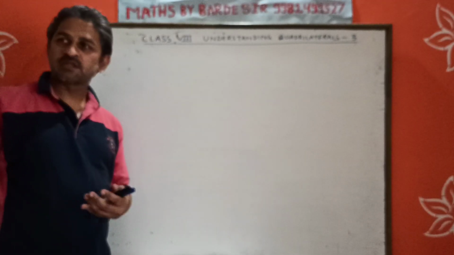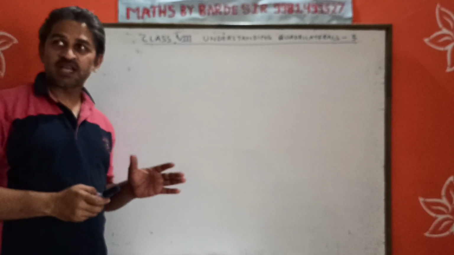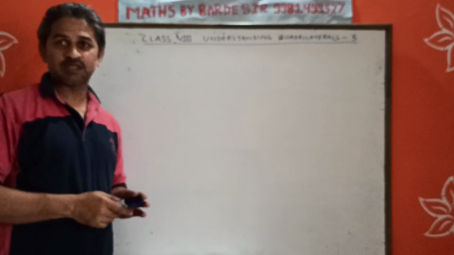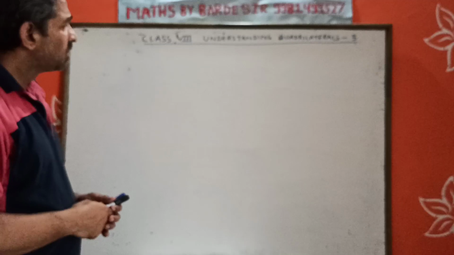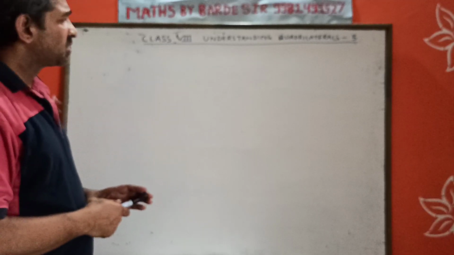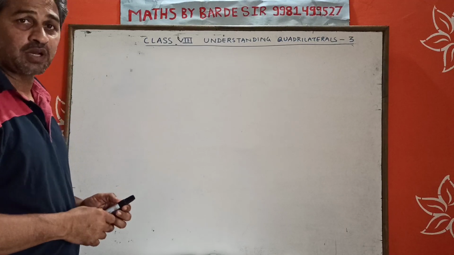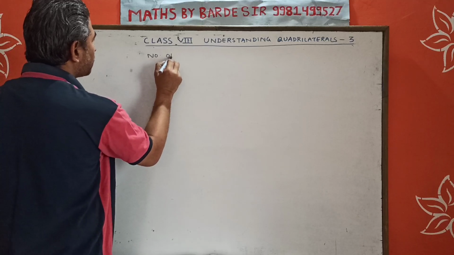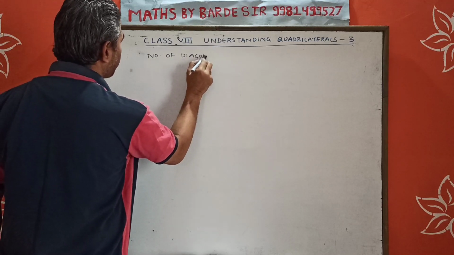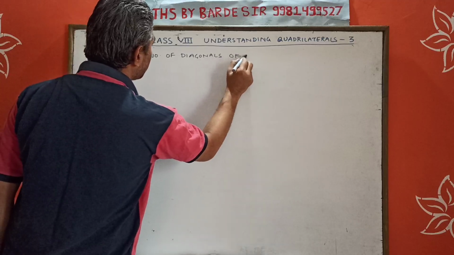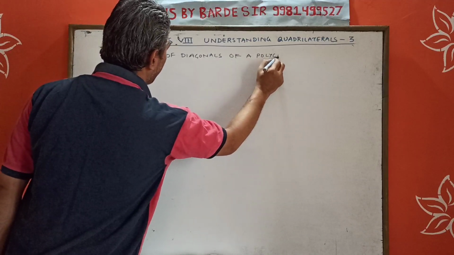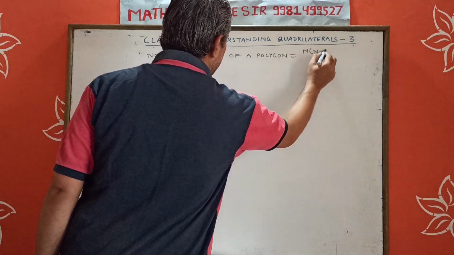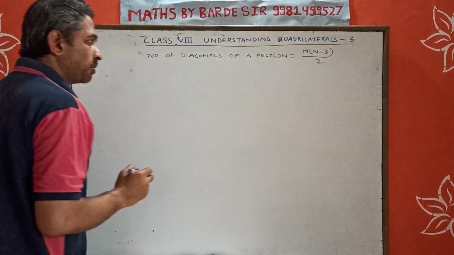Good morning, students. In the last session, we learnt some properties of the different types of polygons and also about regular polygons. I'll recall the few properties which we have learnt. Number 1: the number of diagonals of a polygon is n(n - 3)/2.